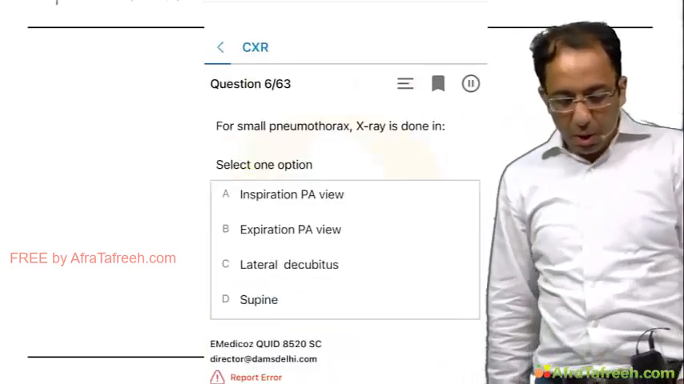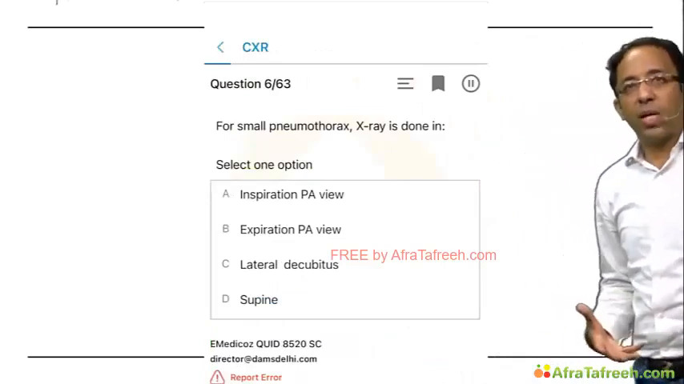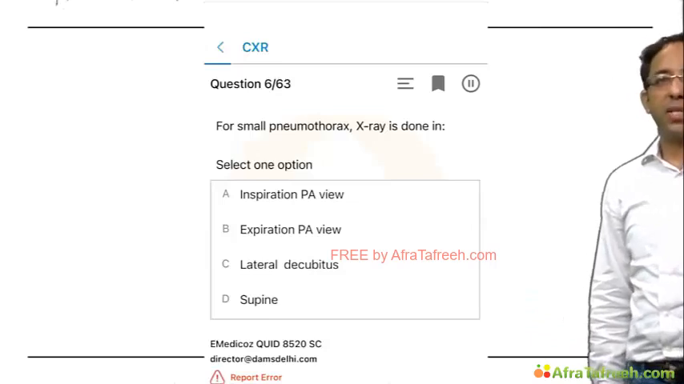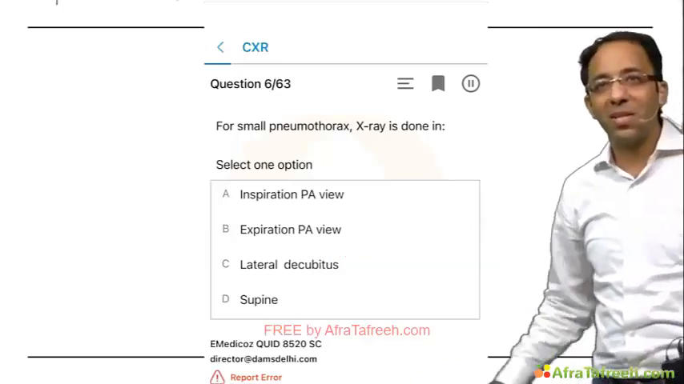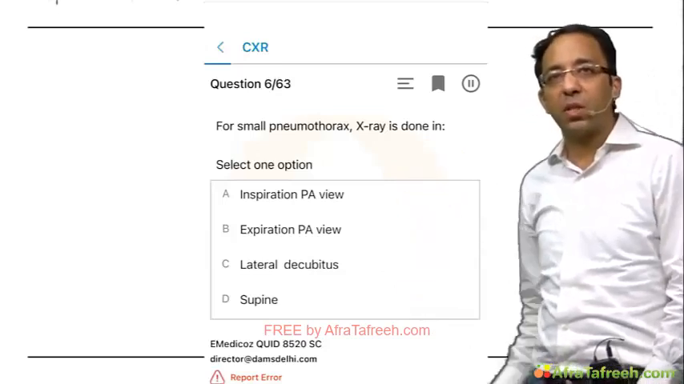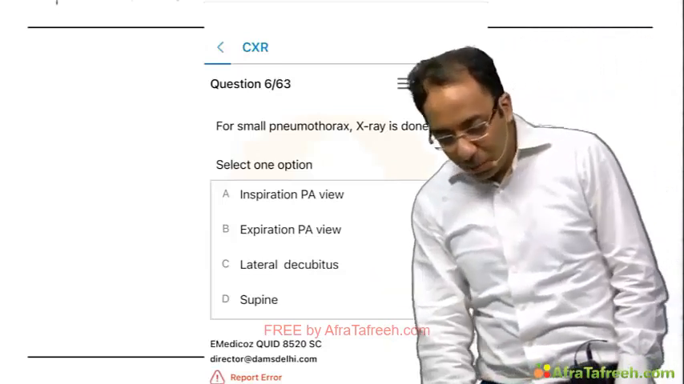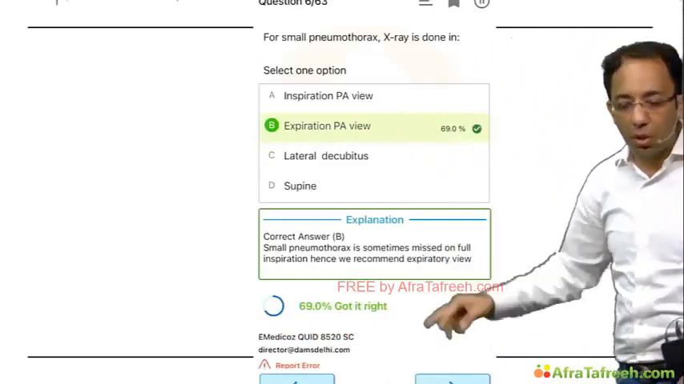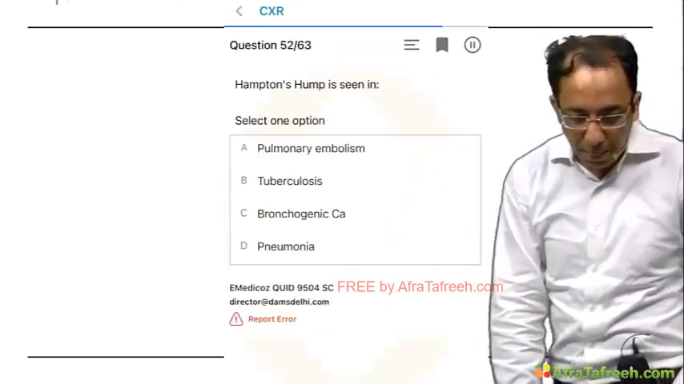Very good. For a small pneumothorax, X-ray is done in. Anybody wants to give me the answer? Inspiration, expiration. The answer is B, expiration. And you can see a good number of people got it right in the exam itself.